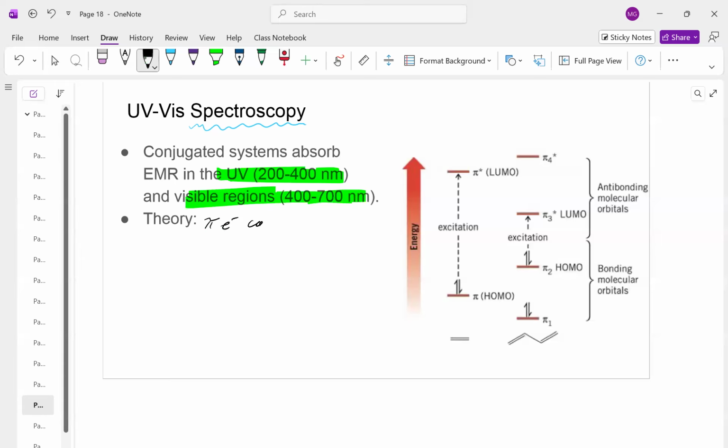Pi electrons can absorb certain wavelengths of EMR to be promoted from the highest occupied molecular orbital to the lowest unoccupied molecular orbital. This is formally called a pi to pi star transition.